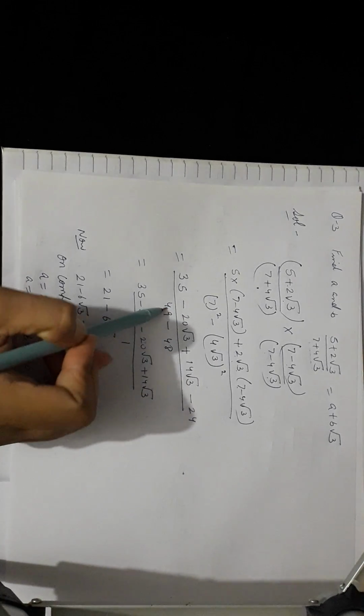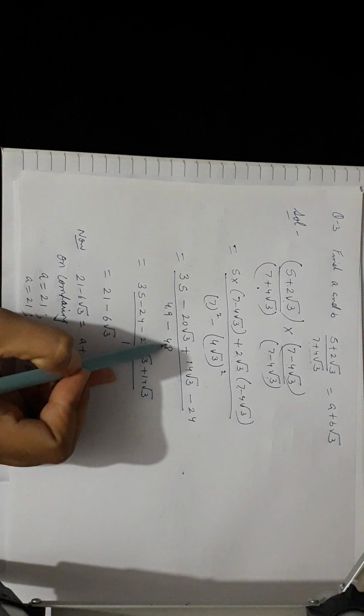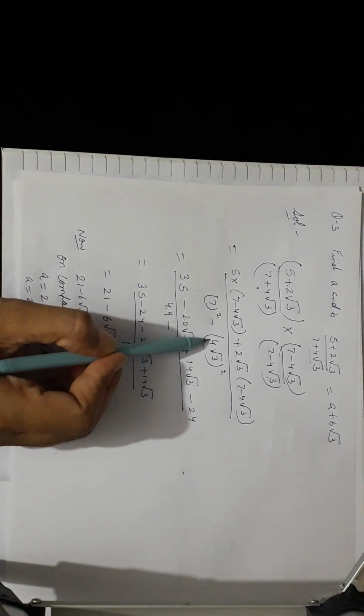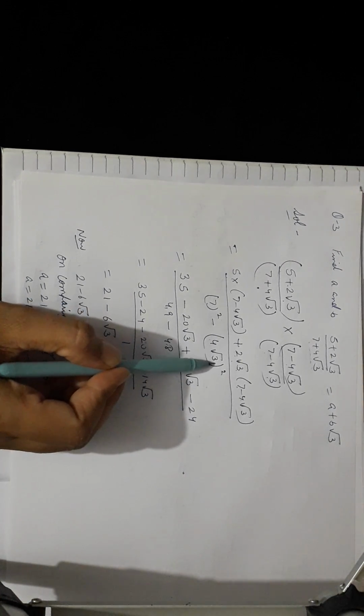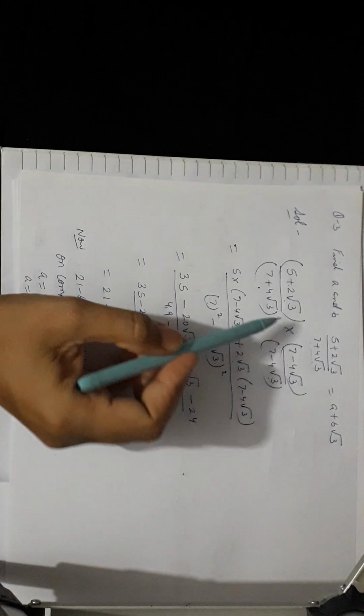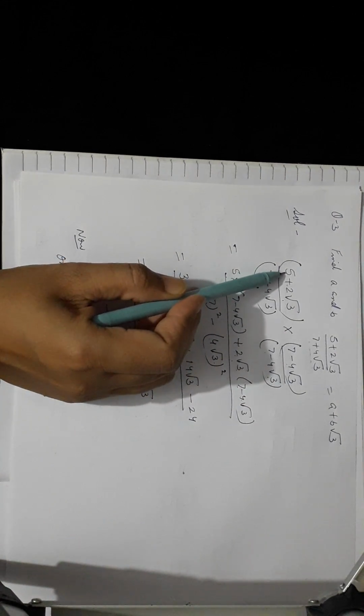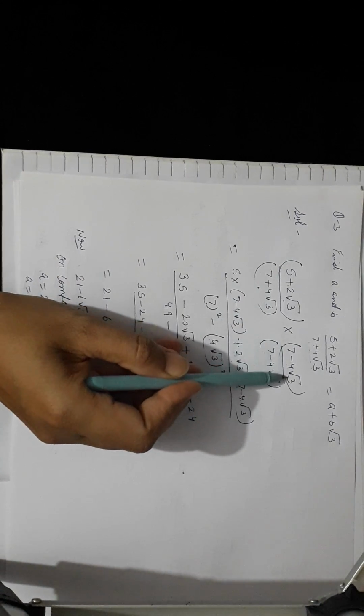7² is 49 and (4√3)² will be 48, because 4² is 16 and (√3)² is 3, so 16 threes are 48. Now come to the numerator. In the numerator we have (5 + 2√3) and (7 − 4√3).